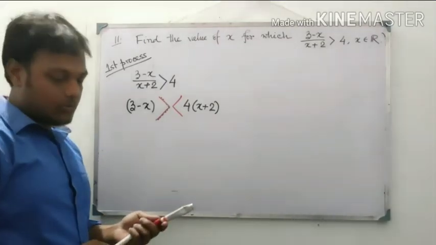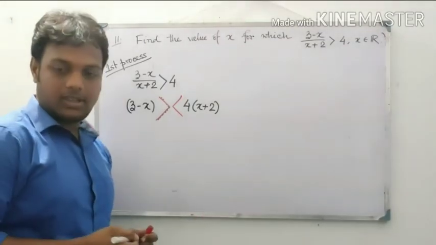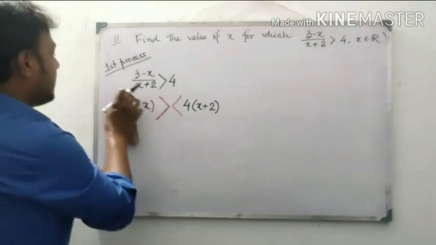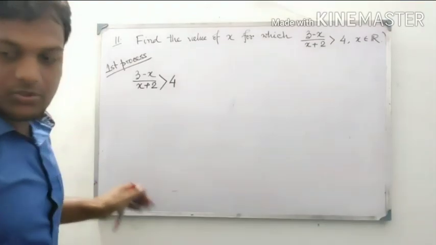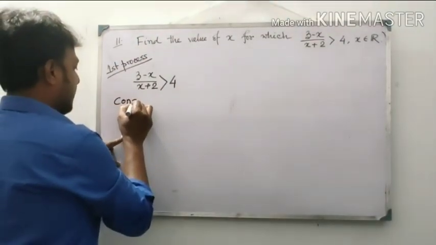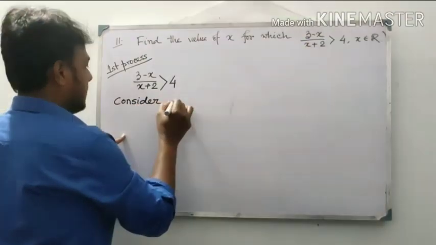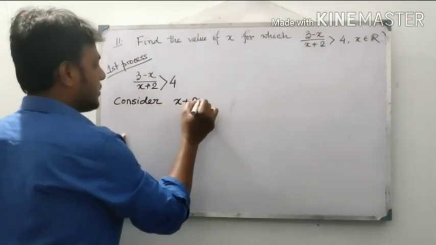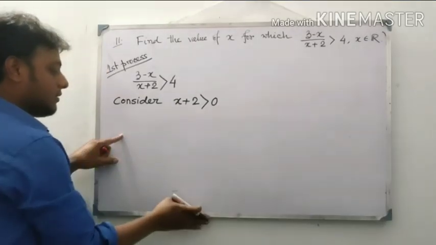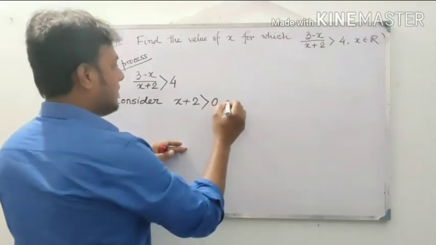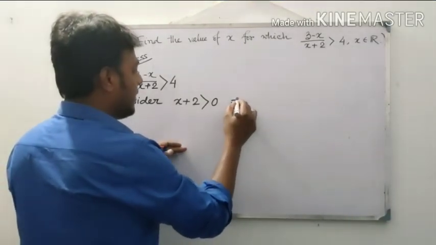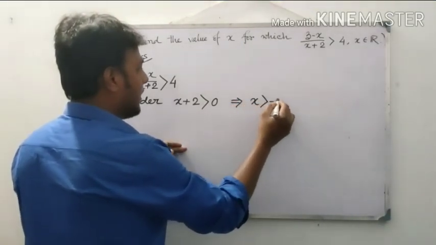First I am considering that x plus 2 is positive. Consider x plus 2 is positive, the symbol is greater than 0. This is the symbol of positivity. This is an inequation itself, so if you solve it, then we get x greater than minus 2.